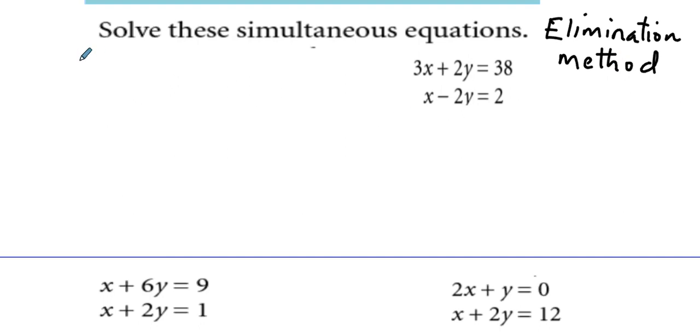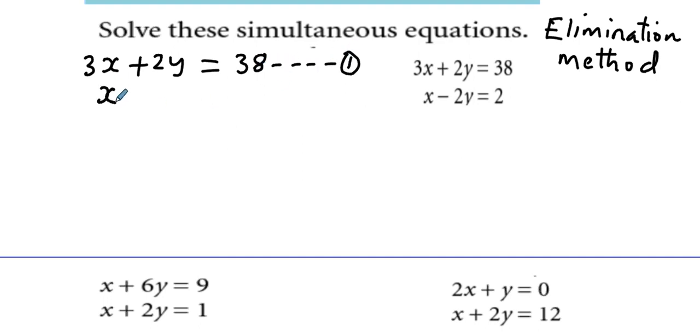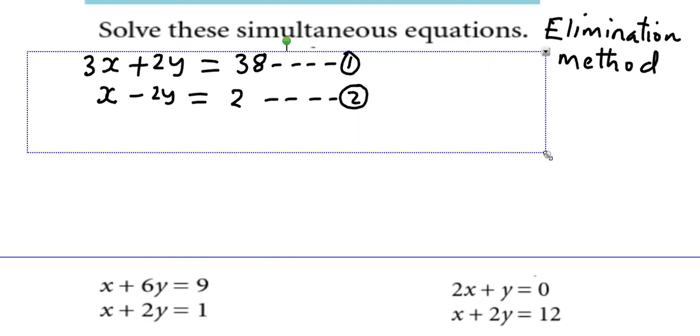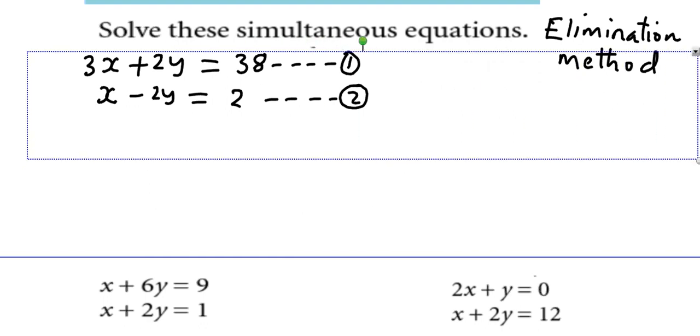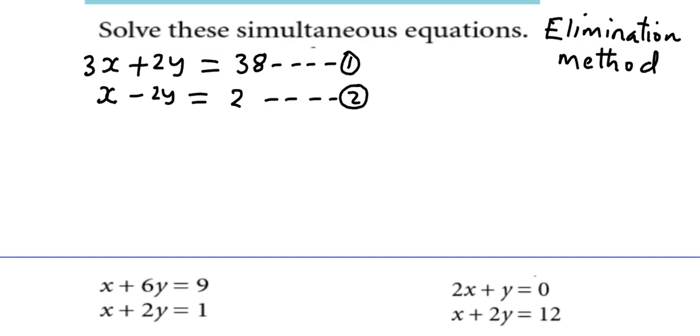We'll have, let me copy it here, 3x plus 2y equals to 38. Okay, this is equation number 1, and we will have x minus 2y equals to 2, and this is equation number 2. Okay, so let me block that. Here we go.